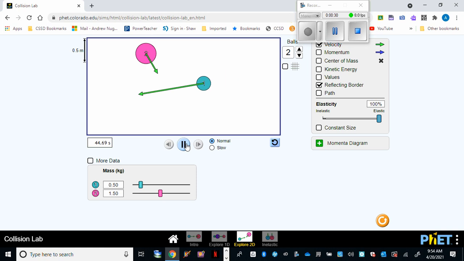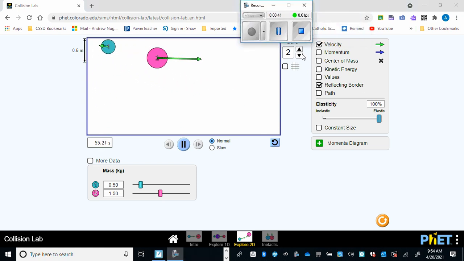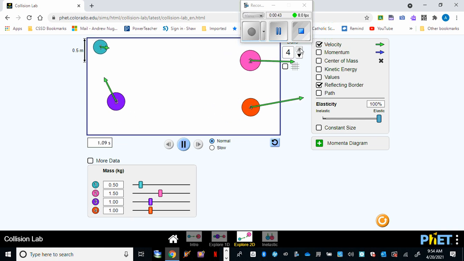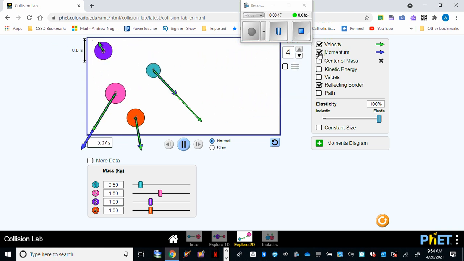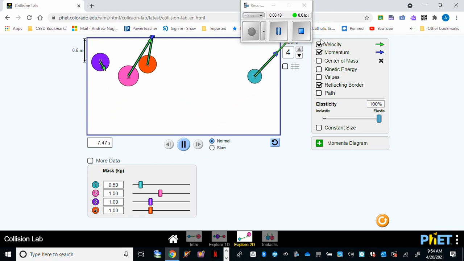Oh, if they ever hit one another, come on, you can do it. There we go. Bang, bang, and we can add. Can we add more here? Oh yeah, we can put more balls in there. We want. There we go. So this is a good demonstration, and you can see all the momentum vectors, the velocity vectors, and so on.